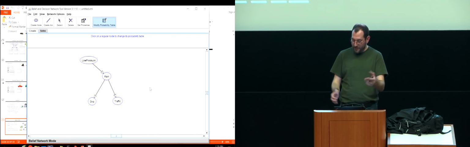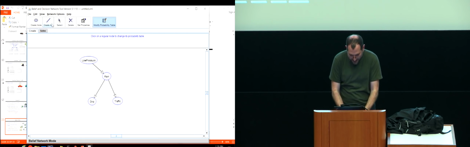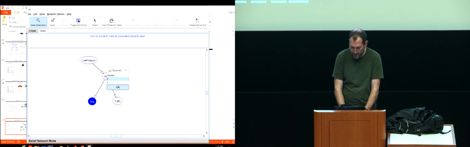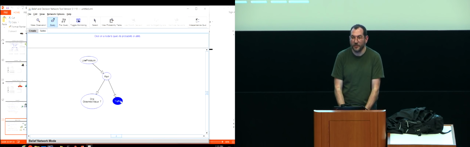What can I do with this Bayes net? I'll ask it a couple quick questions, like, what's the probability that there's traffic? 39%. All right, let's get some observation. What's the probability that there's traffic given that my roof is dripping? Should it be higher or lower than 39%? Higher? Who says higher? Who says lower? Well, the suspense. Let's find out. It's higher, and that's because drip means it's probably raining, which means more likely to get traffic.